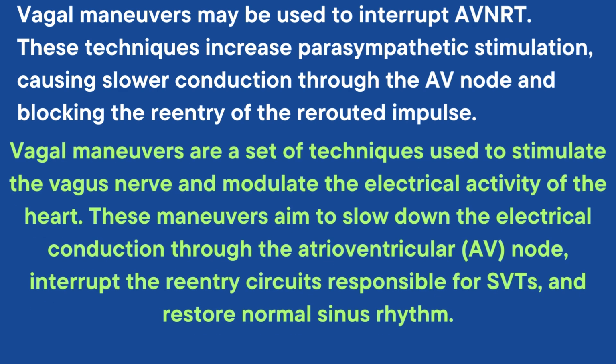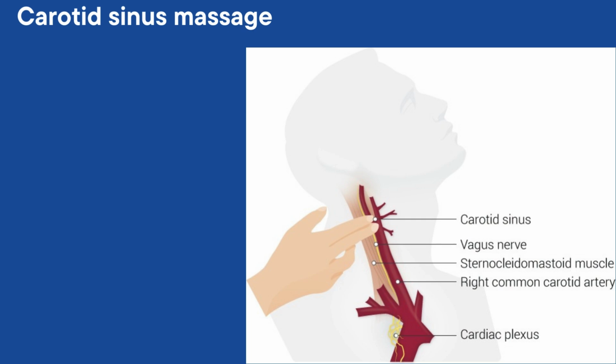Vagal maneuvers are a set of techniques used to stimulate the vagus nerve and modulate the electrical activity of the heart. These maneuvers aim to slow down the electrical conduction through the atrioventricular node, interrupt the reentry circuits responsible for SVTs, and restore normal sinus rhythm. Some patients use some of these methods to terminate the episode on their own. Because of the risk of a cerebral embolic event, carotid sinus massage, which may be performed by physicians, is contraindicated in patients with carotid artery disease.